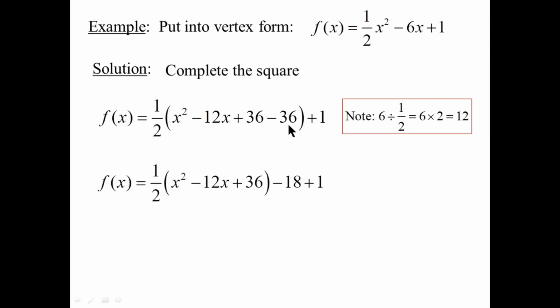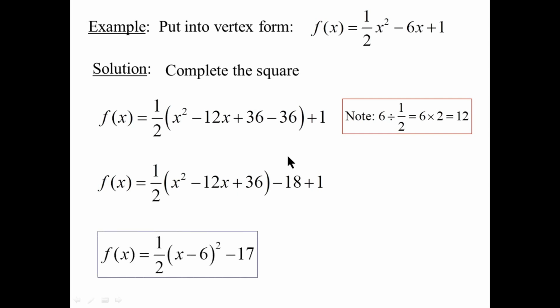Next, the fourth term can step out, but not without being multiplied by the 1/2. So 1/2 of 36 is 18, so it steps out, it becomes minus 18. Now let's repackage the square. And we'll take this x squared without the square. We'll take the sign that we see here, and we'll take the square root of this number on the end, which is 6.